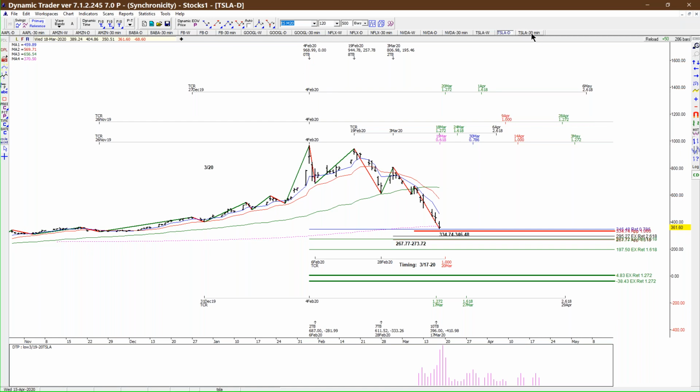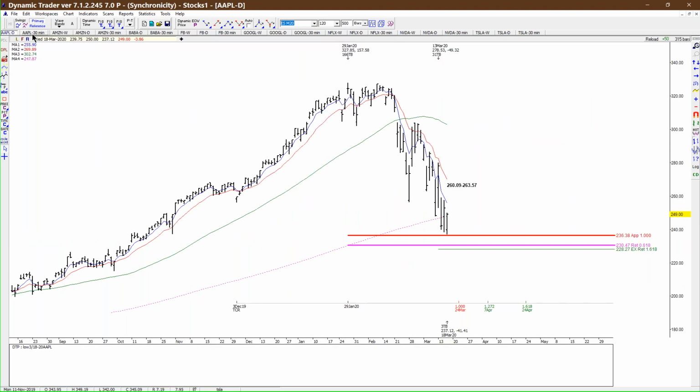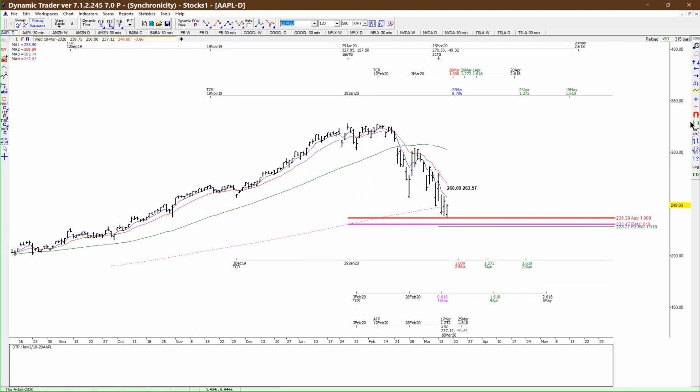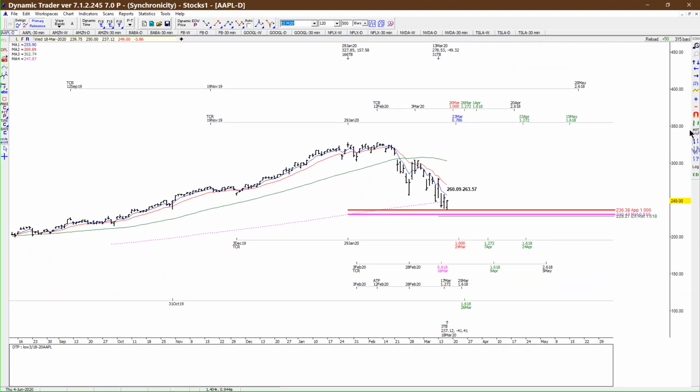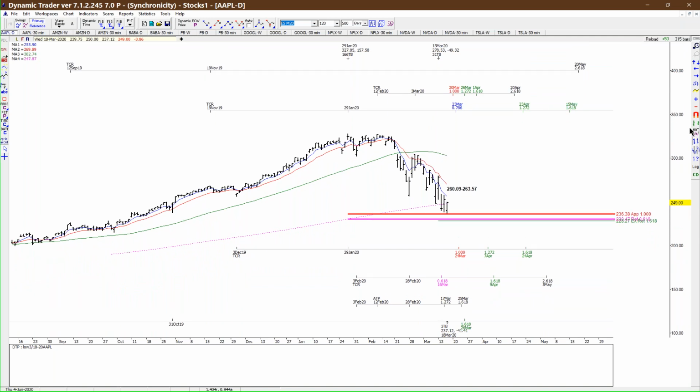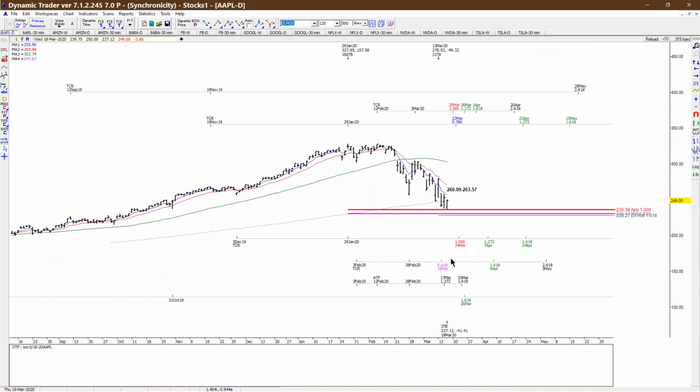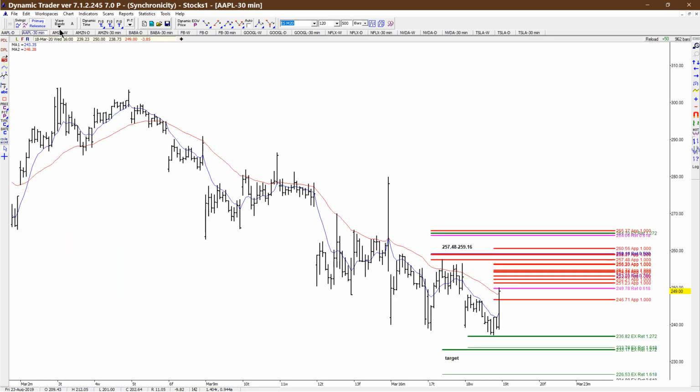All right, and then let's see what else did I have. Well, I had the 16th, 17th, and then the 20th shows up for Apple. That's not a huge cluster. I mean, there's 3 price relationships, but that's about all I had to work with here.